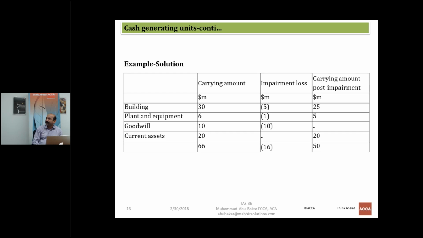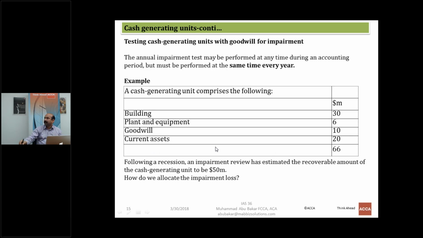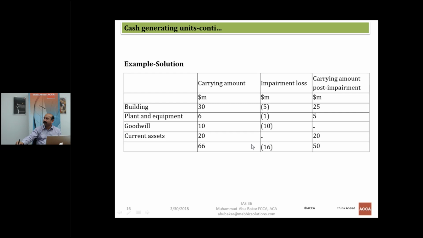This is the solution. Here you can see that this is the carrying amount, 66, and this was the impairment loss. If we go back to the small illustration, this is the carrying amount of the asset, and this is its recoverable amount. So there is an impairment of 16. Here you can see that this is the impairment loss.